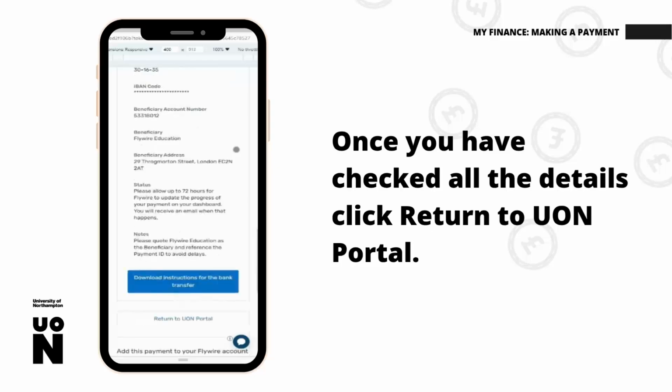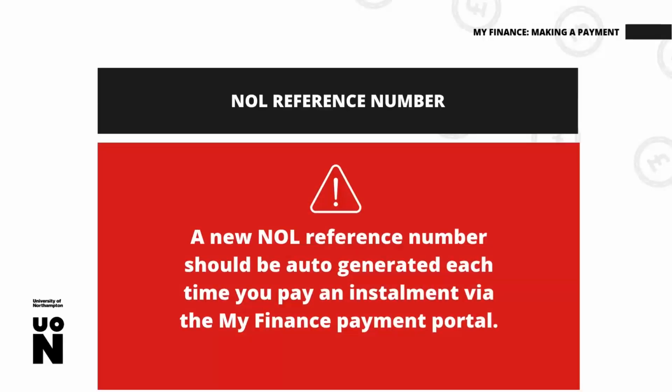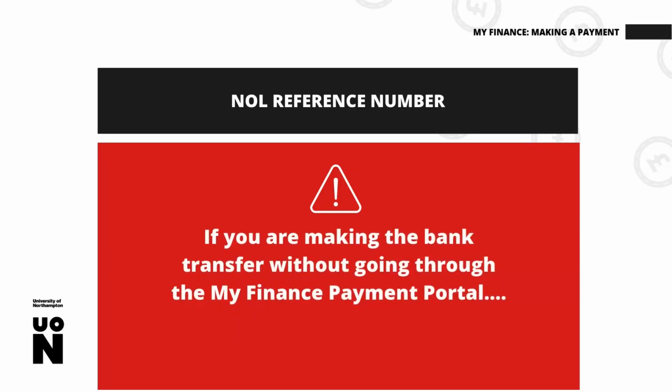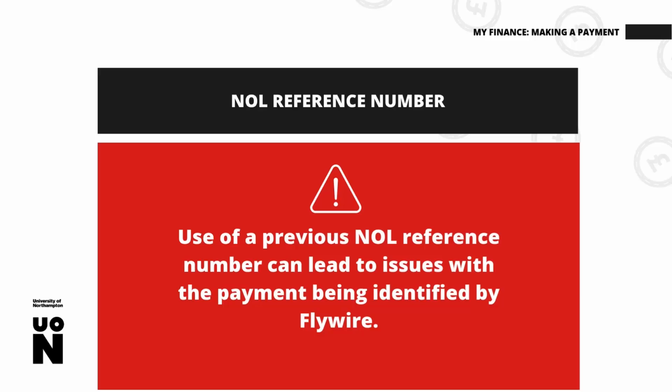Once you have checked all the details, click Return to UON portal. A new NOL reference number should be auto-generated each time you pay an instalment via the My Finance payment portal. If you are making the bank transfer without going through the My Finance payment portal, you will need to make sure you use a new NOL reference number and not one from a previous instalment payment. Use of a previous NOL reference number can lead to issues with the payment being identified by Flywire.